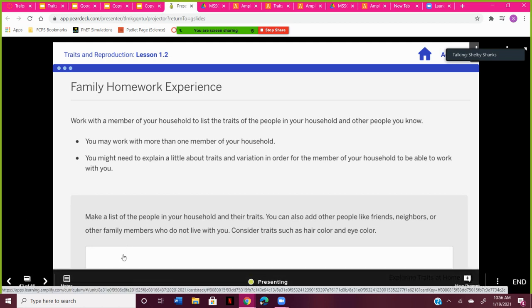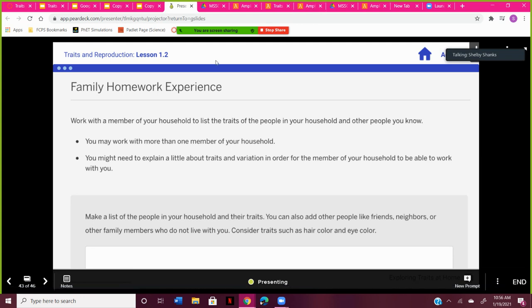So if I'm making this list, I'm going to put myself first. I'll put Miss Shanks. I could say blonde hair, blue eyes. I could say my height. I can say my skin tone. Whatever other features. Maybe I have a widow's peak, where my hair goes down a little bit. Maybe I have a certain kind of nose, however you want to describe it.